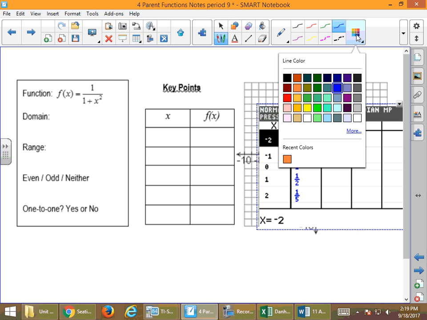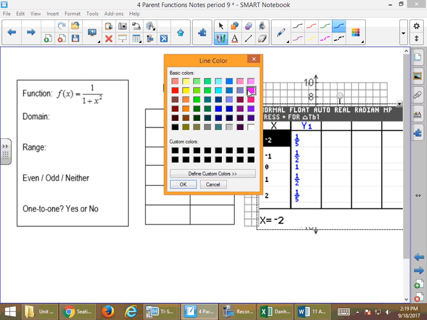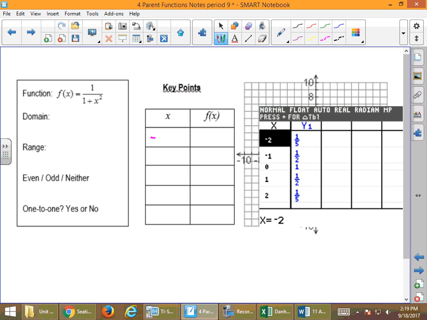We have -2, which is 0.2, which is what 1/5 is. -1 is 0.5, which is what 1/2 is as a decimal. 0, 1, +1, and 0.5, which is the same thing as 1/2, and +2 and 0.2, which is the same thing as the 1/5 as a decimal, if you prefer.